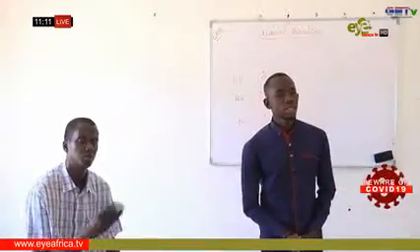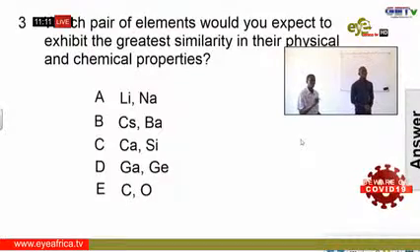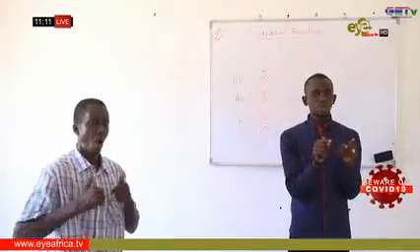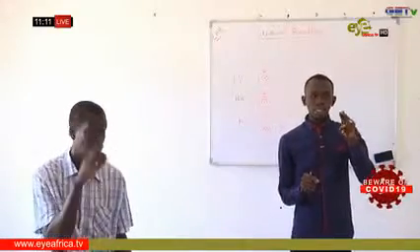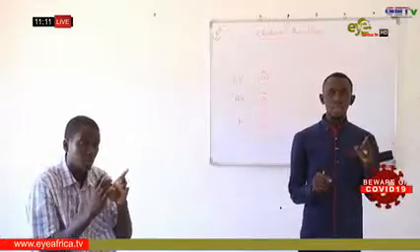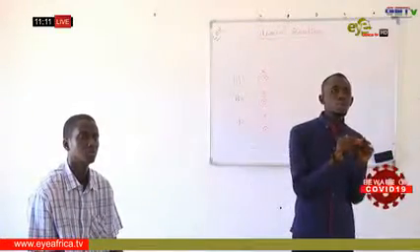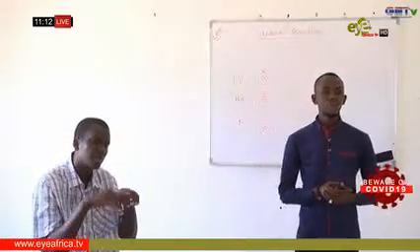Now, number 3, which pair of elements will you expect to exhibit the greatest similarity in their physical and chemical property? Now, to summarize, the question is actually asking us which pairs are in the same group. Because from the previous questions, we should know that elements from the same group will tend to have the same or similar physical and chemical properties.